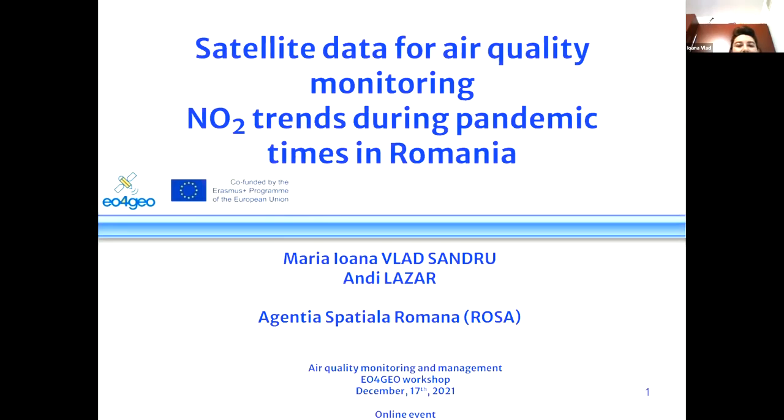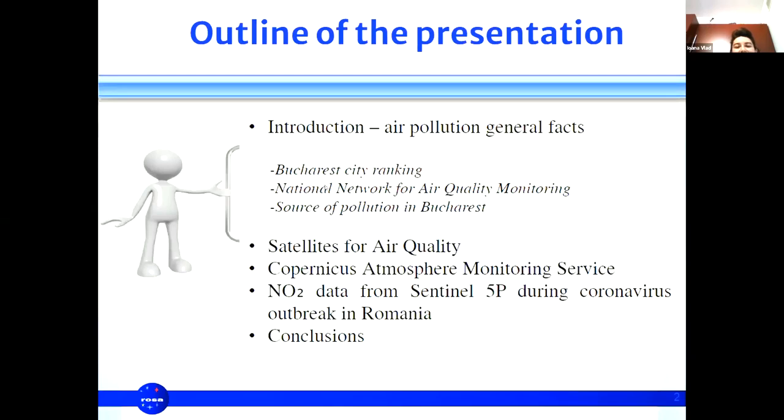Our presentation for today is on satellite data for air quality monitoring with a focus on anecdotal trends during pandemic times in Romania. The outline of the presentation is shared between the air pollution general facts, some ideas on satellites for air quality, Copernicus Atmosphere Monitoring Service responsibility for the air quality monitoring, the NO2 data from Sentinel-5P during the coronavirus outbreak in Romania, and finally the conclusions.